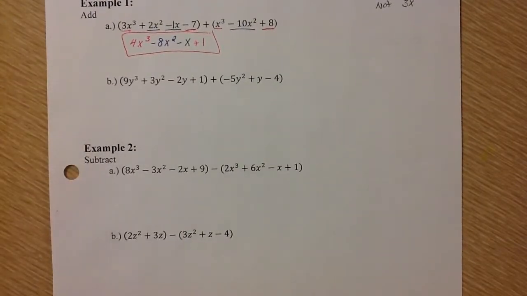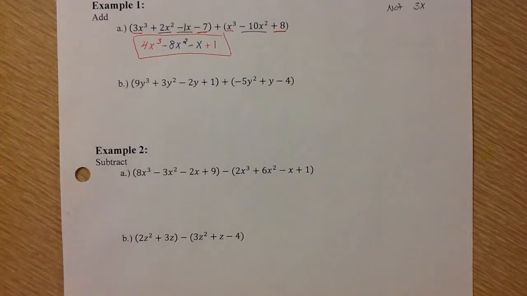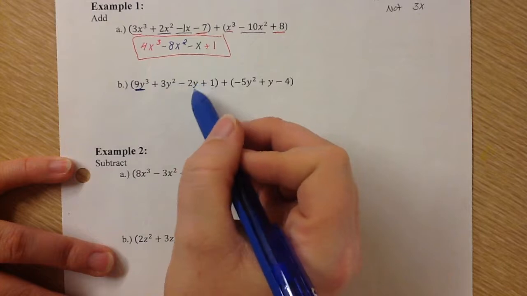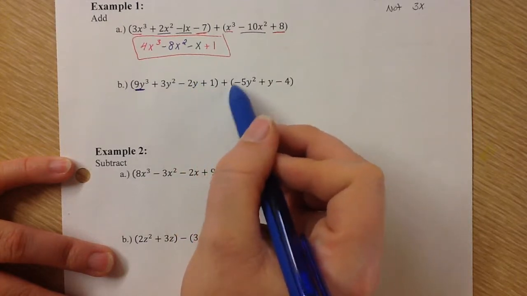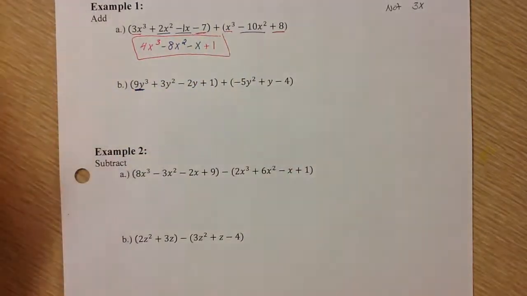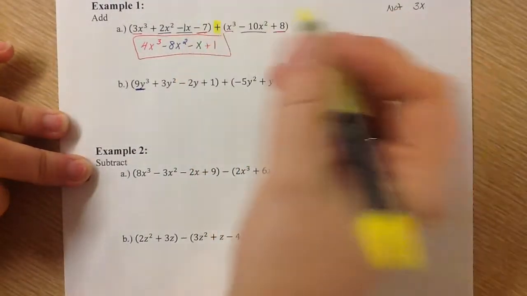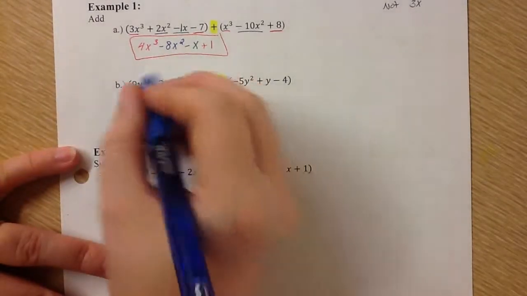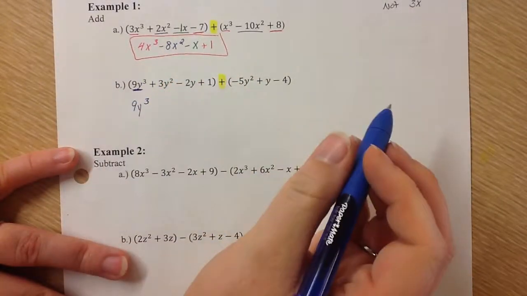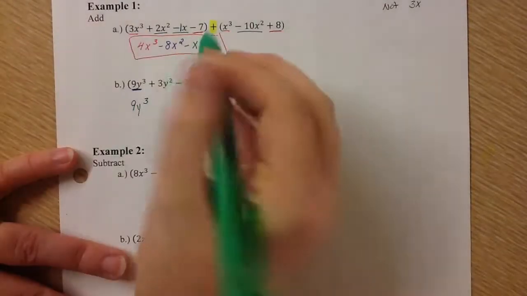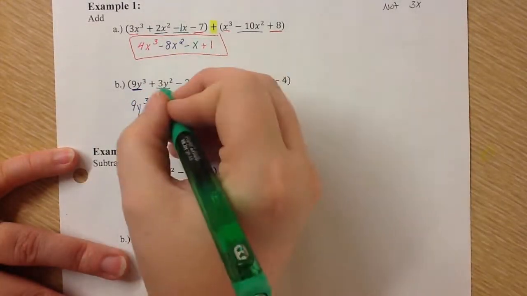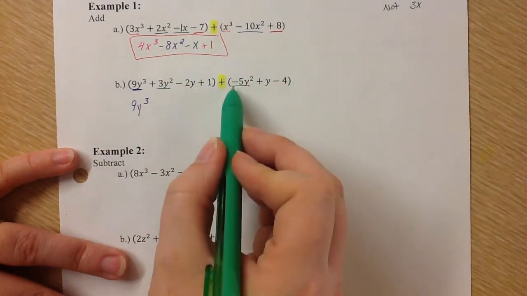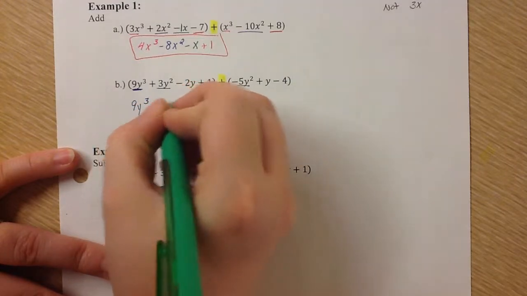Here again we're identifying like terms. Here I have a 9y to the third. Do I have any other y to the thirds? We're adding. Always look to see whether we're adding or multiplying, what we're doing in the middle. A lot of times highlighters are helpful. Here we're adding, here we're adding. I don't have any other y to the third, so I'll just have 9y to the third. Now let's see, we've got 3y squared. Do I have any other y squared? Yep, right there, a negative 5. So positive 3, negative 5 gives me a negative 2y squared.